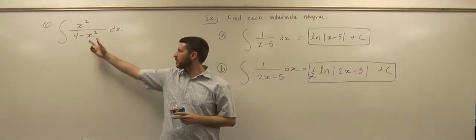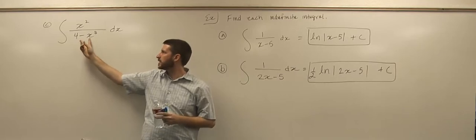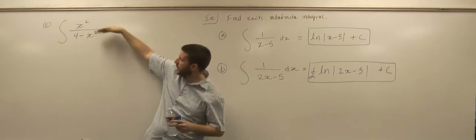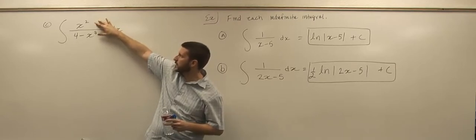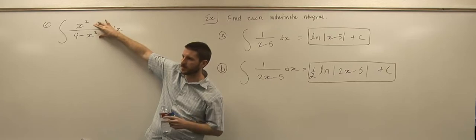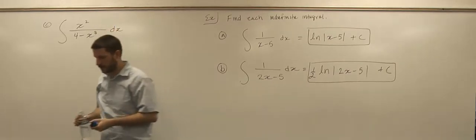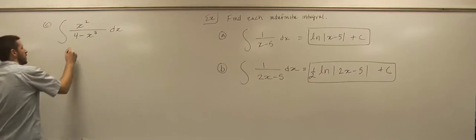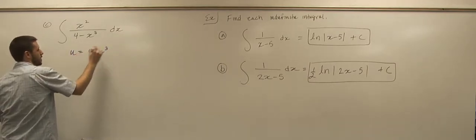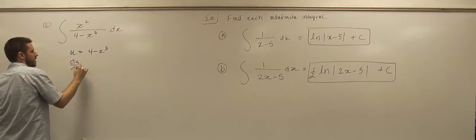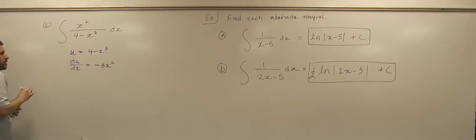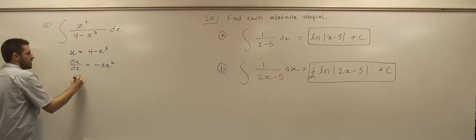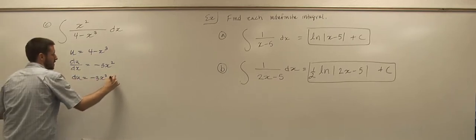Hopefully what you're starting to pick up on is there's a relationship in a lot of these integrals where the top is the derivative of the bottom. So x squared is basically the derivative of x cubed. It sets you up perfect for u substitution. So you set u equal to 4 minus x cubed, du dx equals negative 3x squared. Then du is equal to negative 3x squared dx.